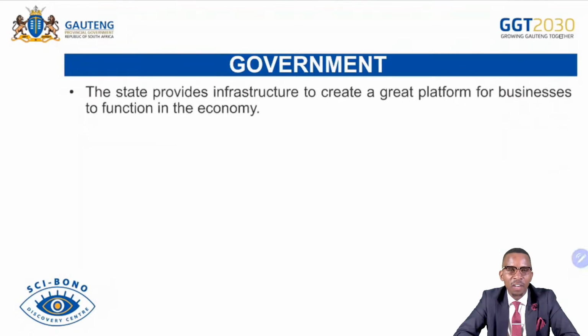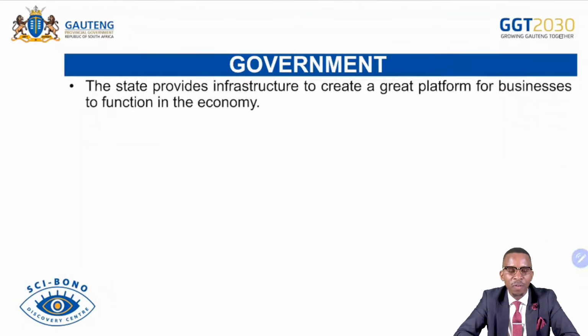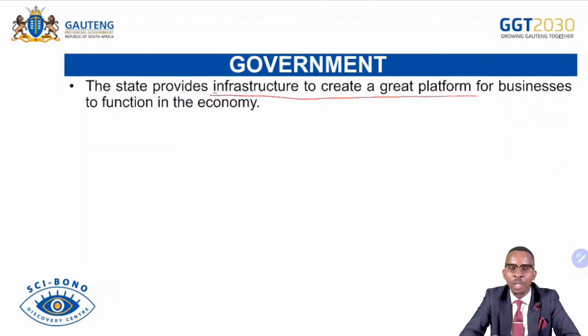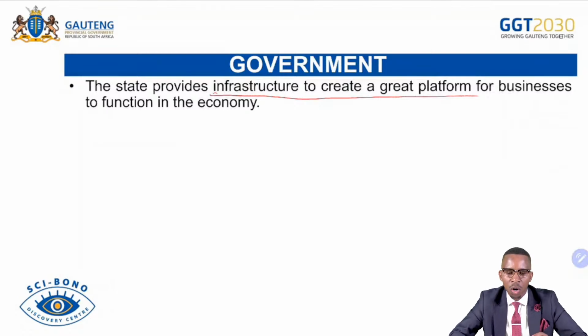And then the role of the government in the economy. So the state provides infrastructure to create good platform for businesses to function in the economy. We know that the state is the one that's responsible for the provision of the infrastructure that allows businesses to invest the most in the country's economy.